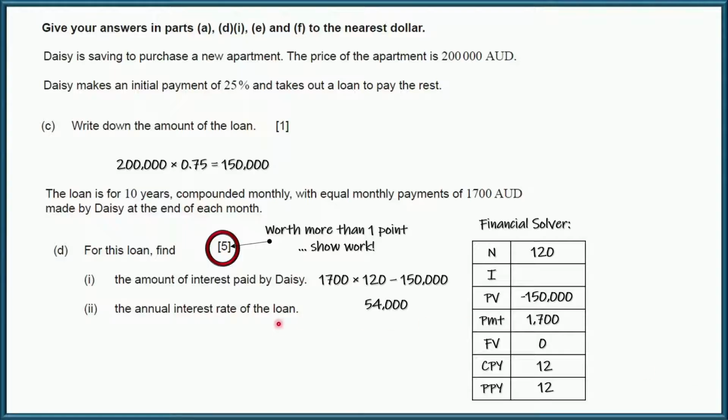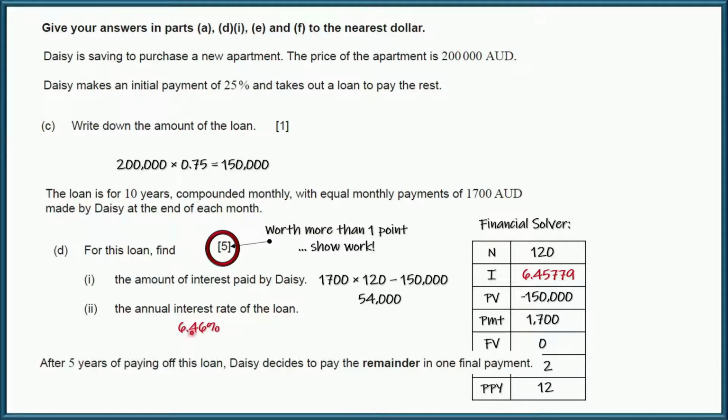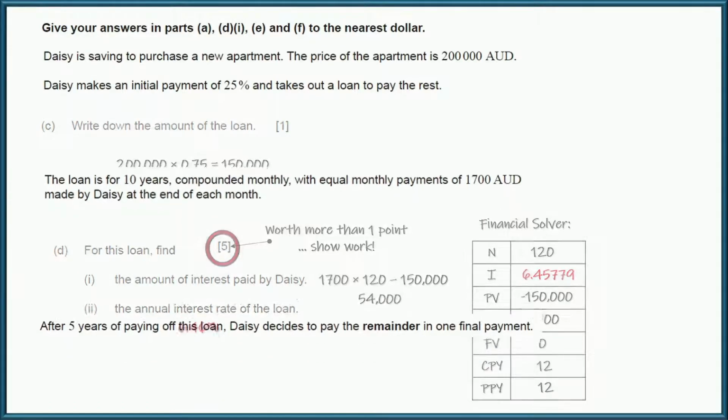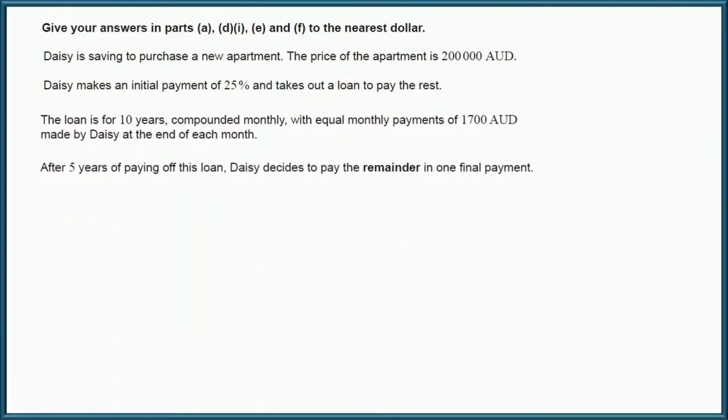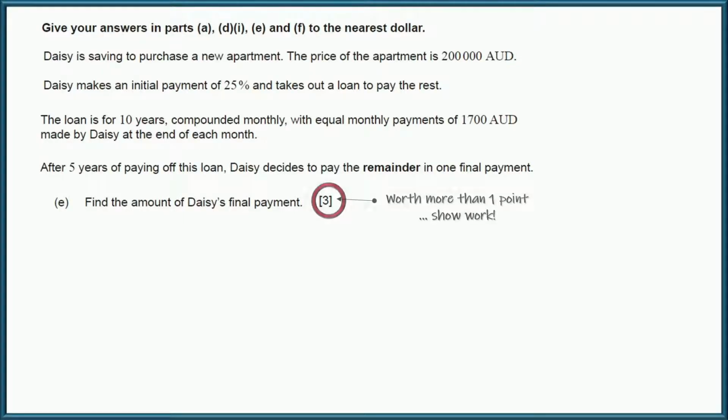Here we go. So plugging all those numbers in like we just showed you, put the cursor there, hit enter, and you're going to find that the interest rate after you round it was 6.46%. All right. So now, one last question about this. After paying for 5 years, she decides to pay off the remainder of the loan in one final payment. So we're going to find what that final payment would be. This is worth 3 points, so we're going to show something, right?